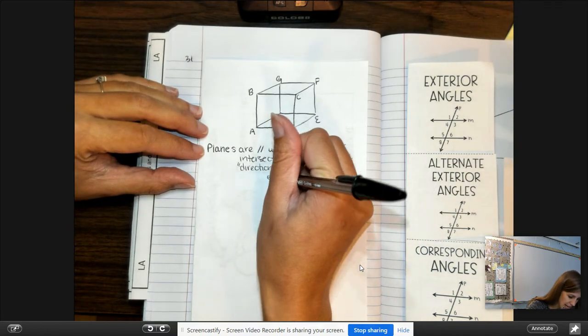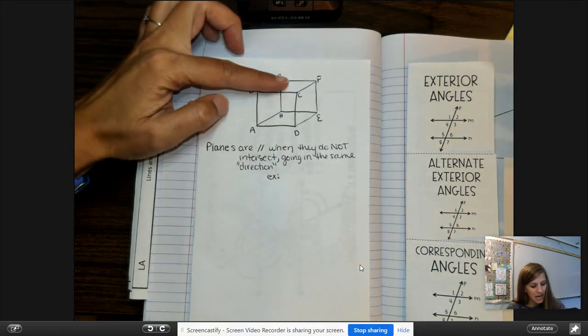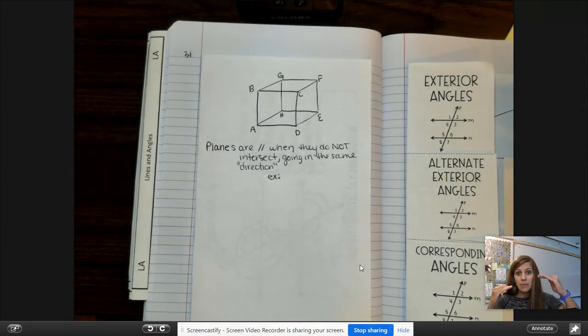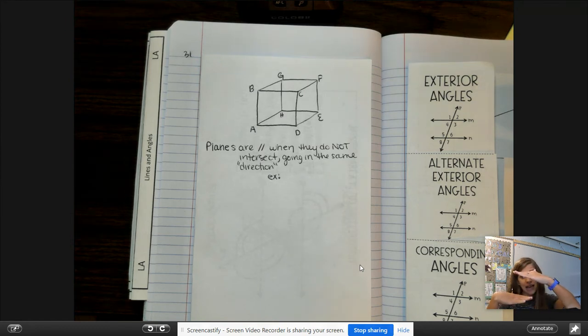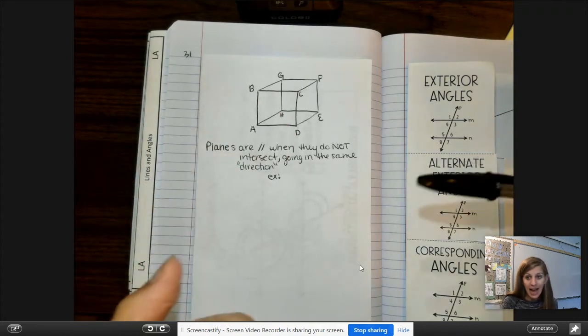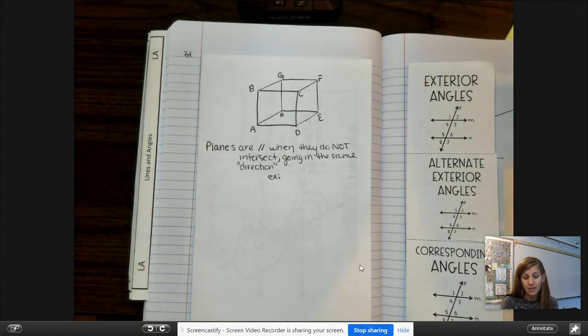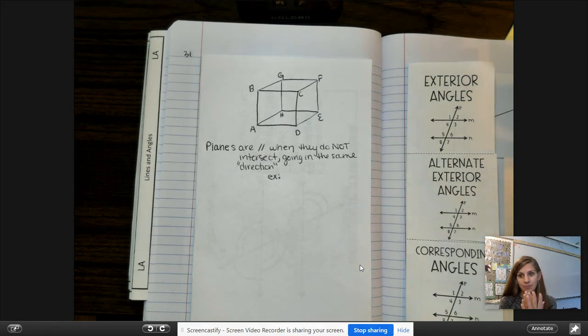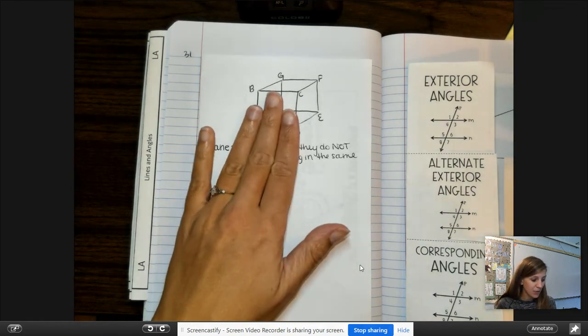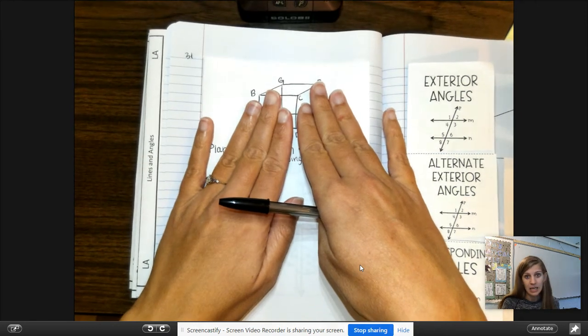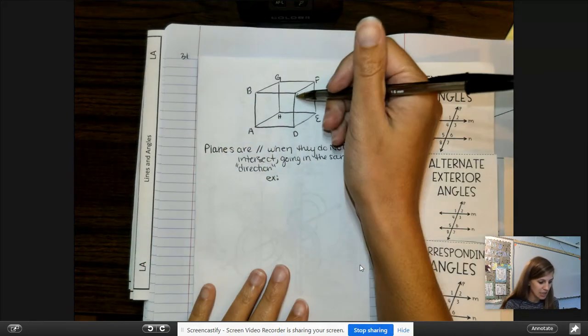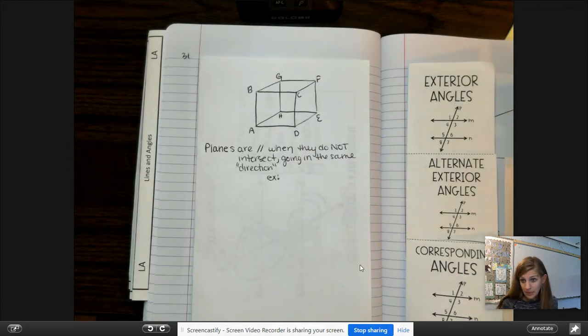So an example of that could be, we could say the top and the bottom. So those are parallel to each other because they won't intersect and they're in the same direction because they're both flat. They're both kind of horizontal. We could also say that the front and the back planes are parallel to each other because they won't cross and they're kind of going in the same direction, like both up and down, like vertical. We wouldn't want to say that the front plane and this side plane are parallel because they do cross, they intersect on CD. So those wouldn't be parallel.